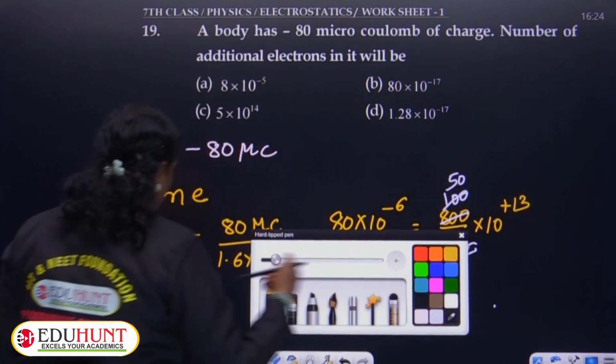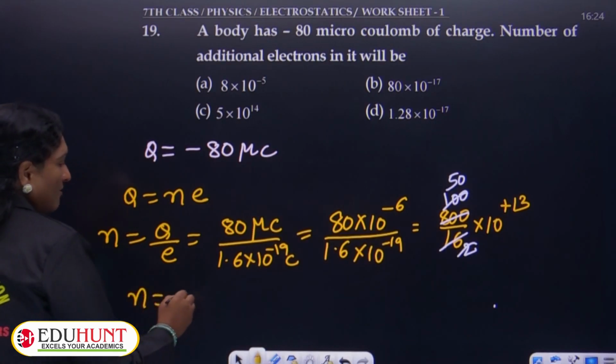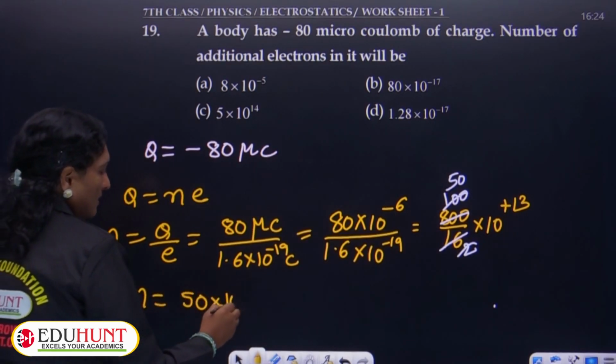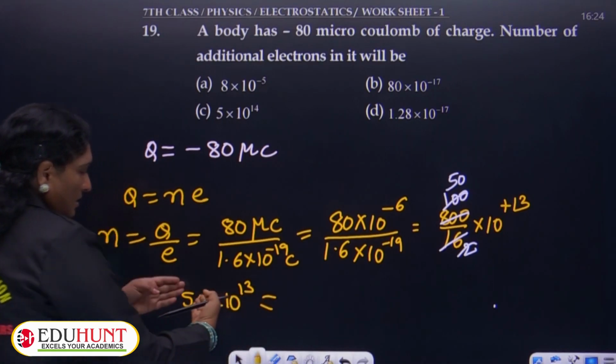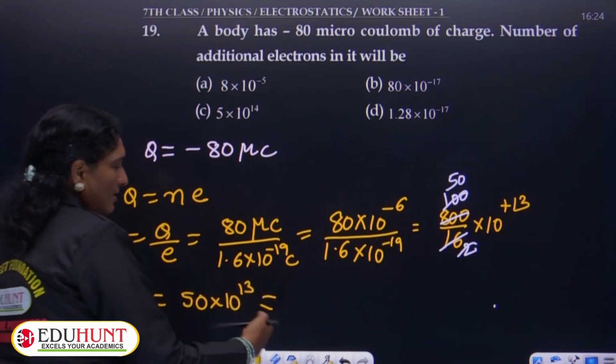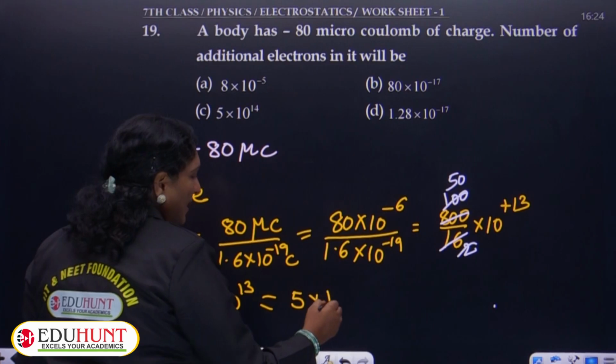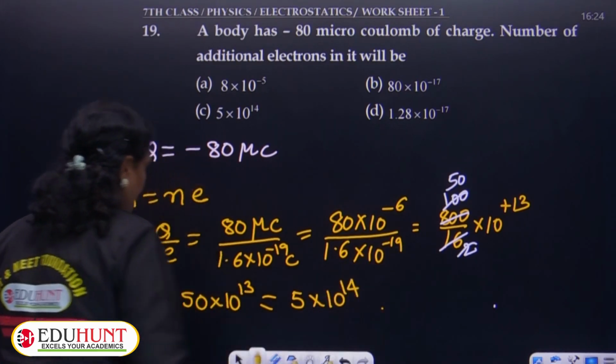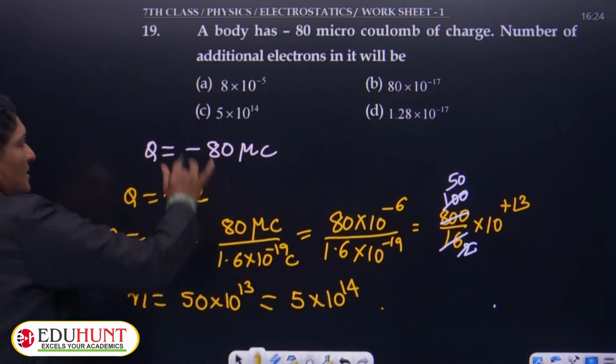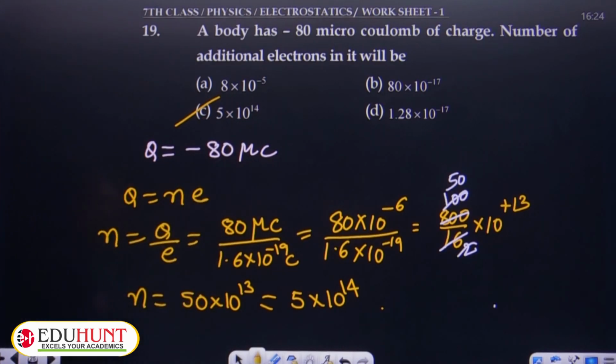Hence, the correct option is: N can be written as 50 into 10 power 13, or this 10 giving to this power, it will become 5 into 10 power 14. Hence, the number of electrons that are present is found to be 5 into 10 power 14.